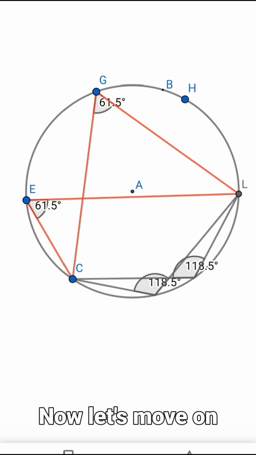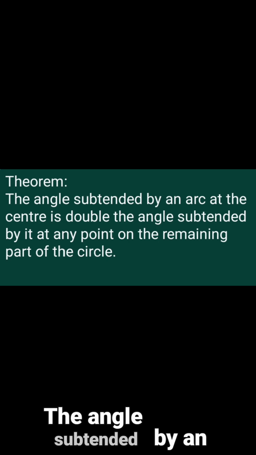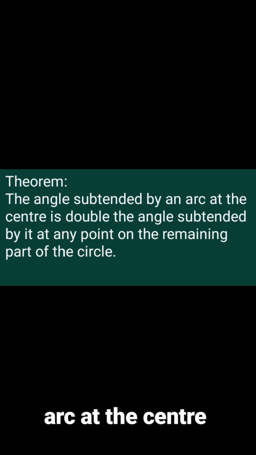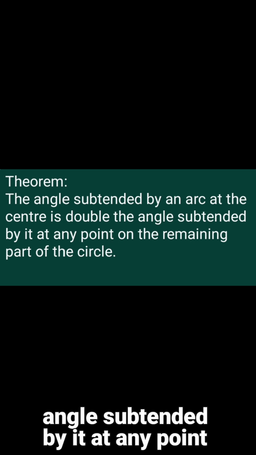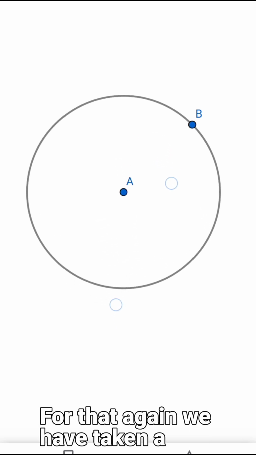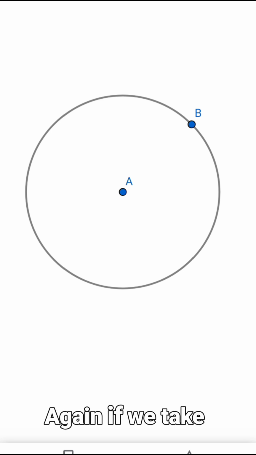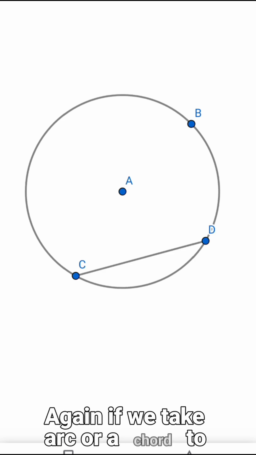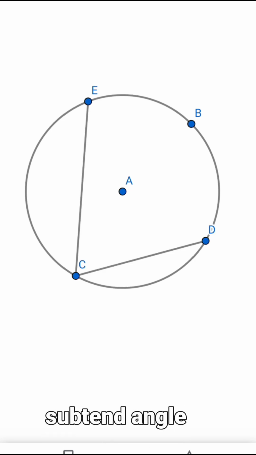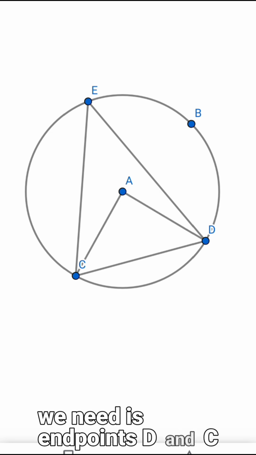Now let's move on to another theorem. The angle subtended by an arc at the center is double the angle subtended by it at any point of the remaining part of the circle. For that again we have taken a circle with center A. Again, if we take an arc or a chord to subtend an angle, that is the same thing, because ultimately what we need is endpoints D and C.